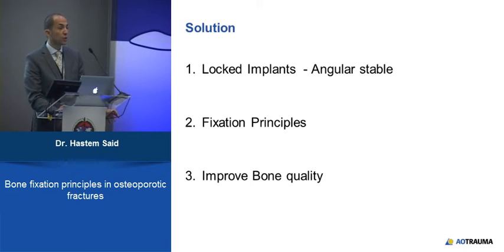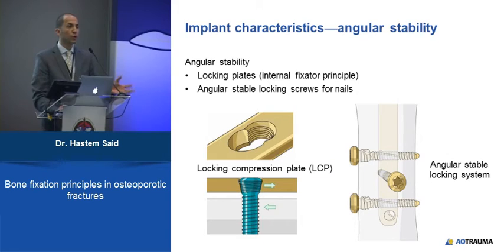So if we take the first one, which is the locked implants, you all know about locked implants. They're available now in many countries, and we've seen how they hold better in the bone, and there's less failure of the implants, either with locked plates or with angular stable lock systems in nailing.